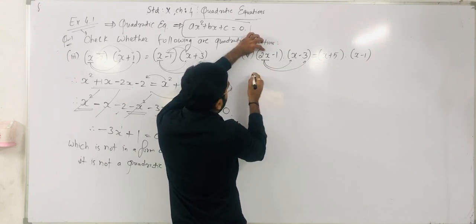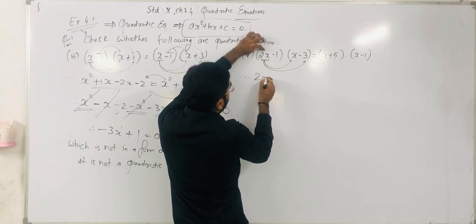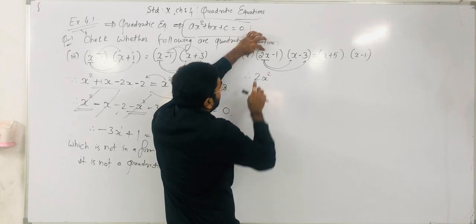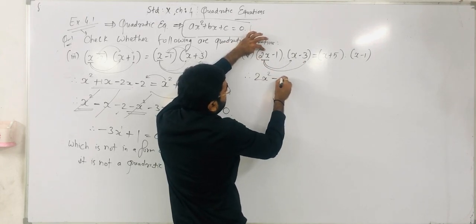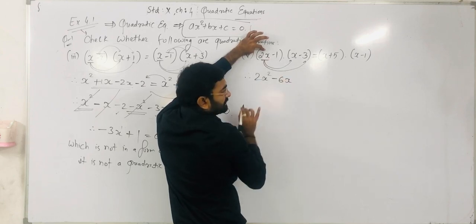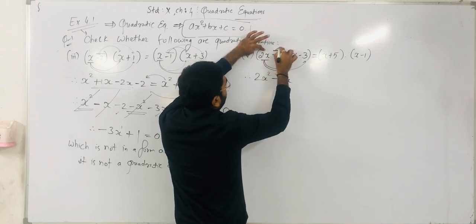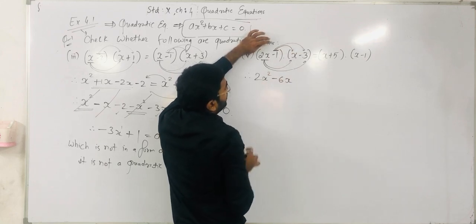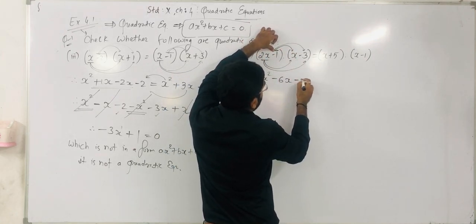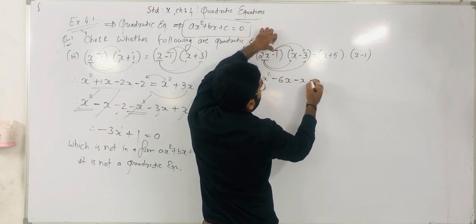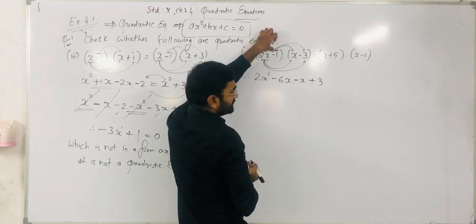So 2x into x, we get 2x square. 2x into minus 3, so minus 3 into 2 becomes minus 6 into x. Now minus 1 we need to multiply with the second bracket, both terms. So minus 1 into x, we get minus x. Minus 1 into minus 3, minus minus plus, 3.